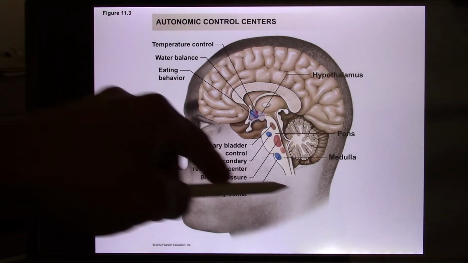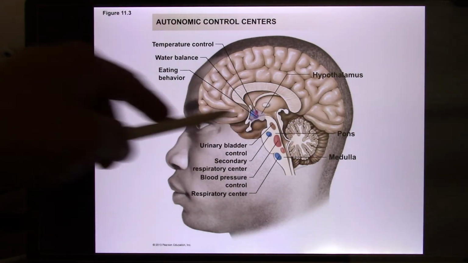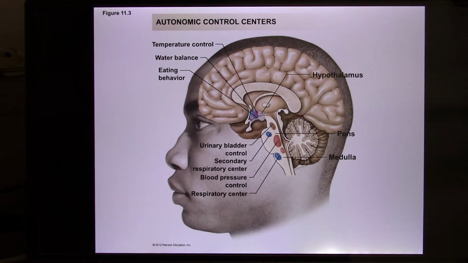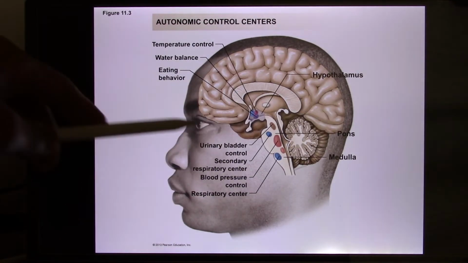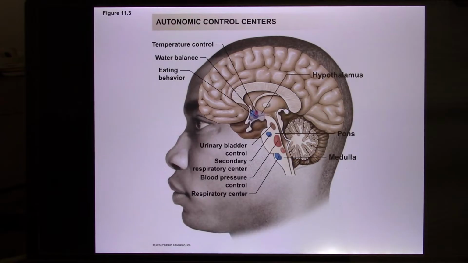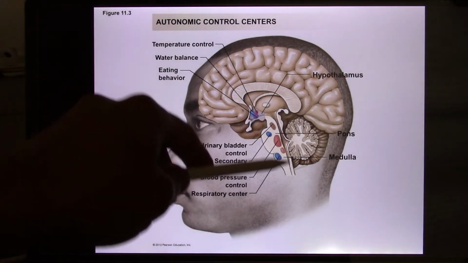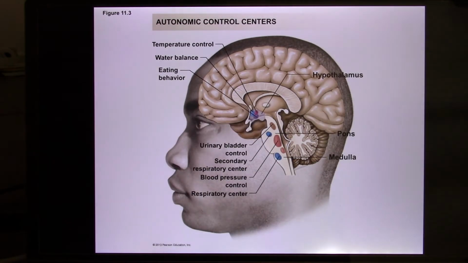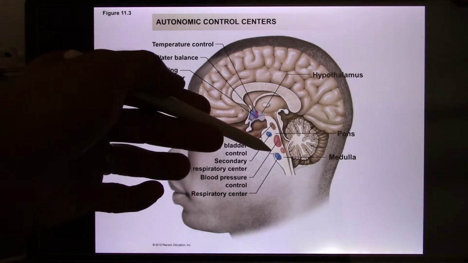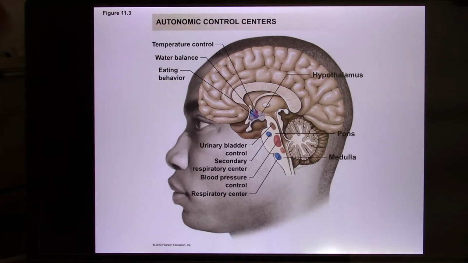And a lot of nuclei are in the brainstem, so we talk about the brainstem control of a lot of original physiologically important functions. A lot of them are in the brainstem, like the RCC, respiratory control center, which is in the pons and medulla oblongata, so you have 2 areas. The CVCC, cardiovascular control center, is in the medulla oblongata, so the brainstem.